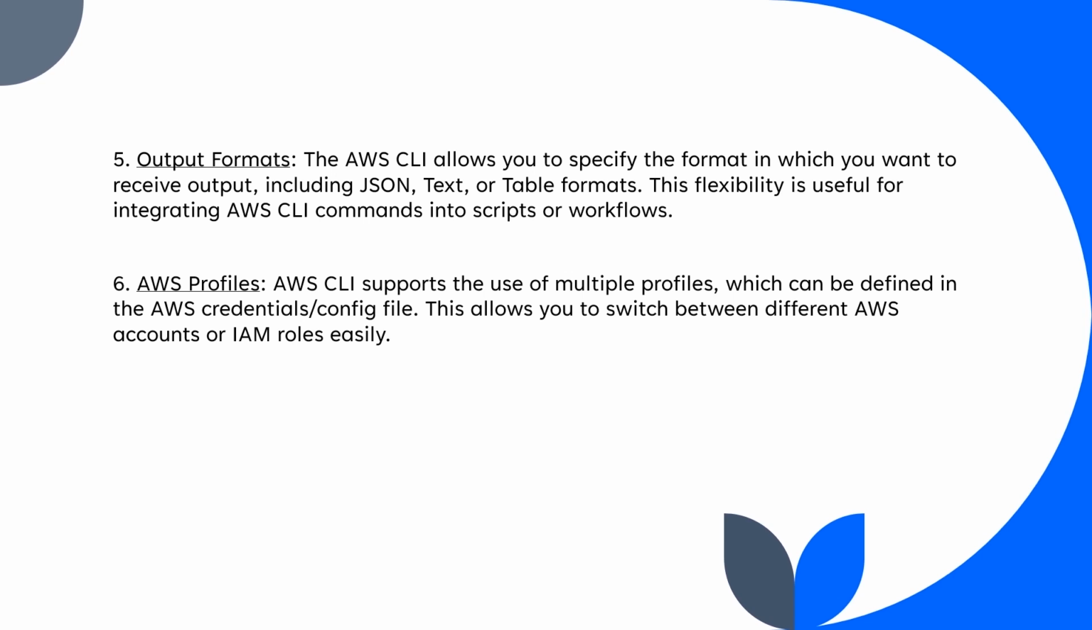The fifth one is output format. AWS CLI allows you to specify the format in which you want to receive output, including JSON, text, or a table format. This flexibility is useful for integrating AWS CLI commands into a script or workflow. The sixth one is AWS profile. AWS CLI supports the use of multiple profiles, which allows you to switch between different AWS accounts or IAM roles easily.